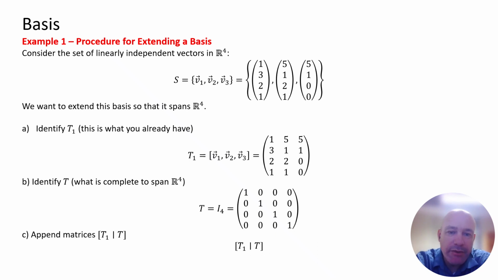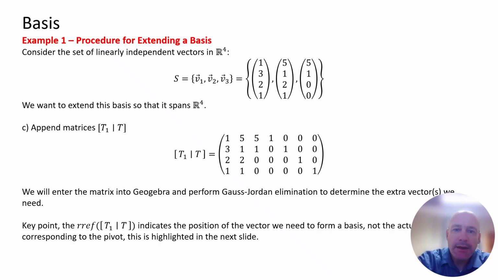Once we do that, we're going to augment that with the identity matrix. This isn't the only matrix that will work, but it's the easiest and most direct one. So we append these two matrices together, T1 and the identity matrix. Once we do that, we're able to construct a new matrix and use Gauss-Jordan elimination to find the resulting vectors that we need.